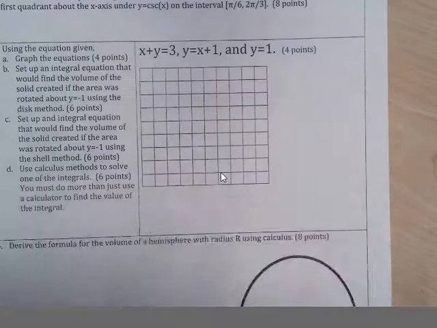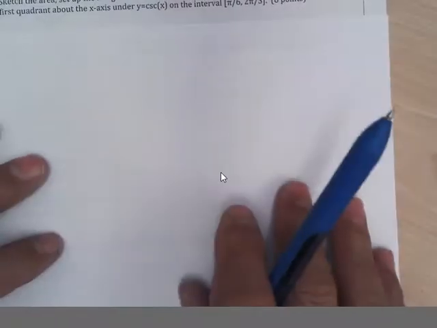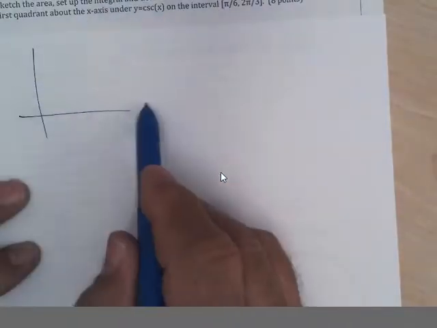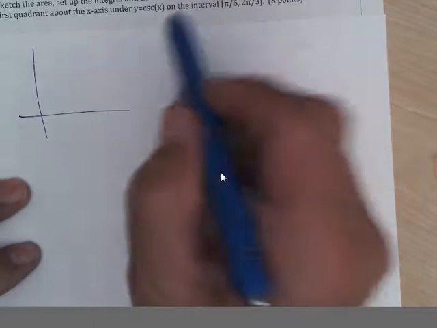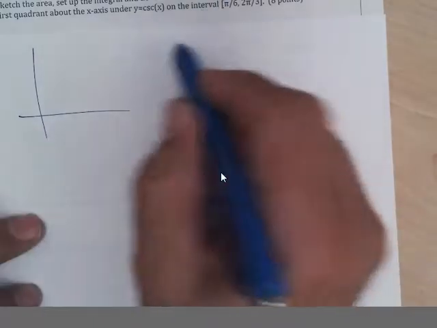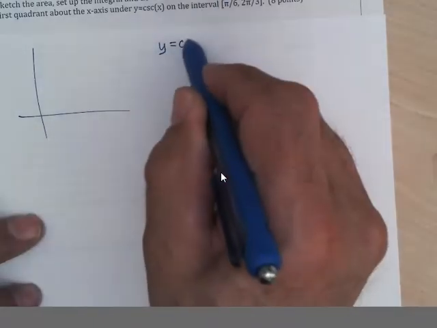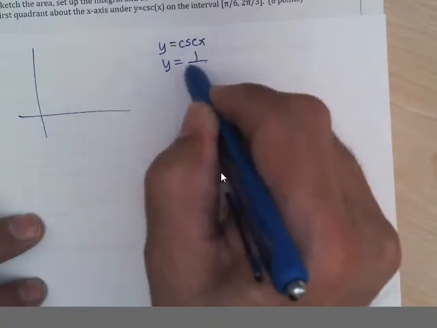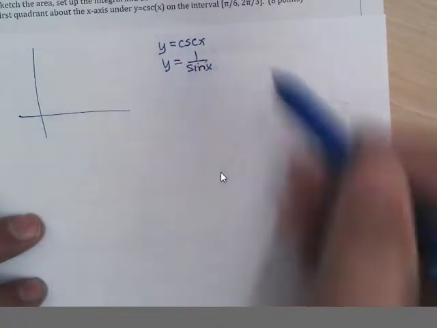Okay, number 2. Sketch the area, set up the integral, and determine the volume of the solid by rotating the area in the first quadrant. So first quadrant of y equals cosecant x. So y equals 1 over the sine of x.